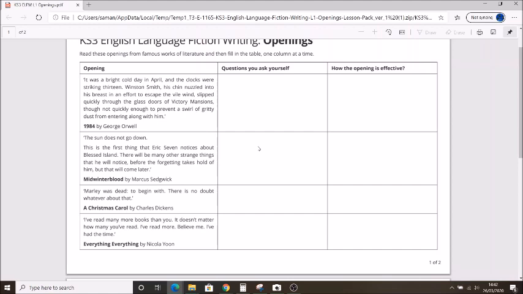Well, it's a vile wind, so nasty weather. He slipped quickly through the glass doors of Victory Mansions. Victory Mansions. Well, it sounds like it should be a nice place. Why is it called Victory? What is the victory? Who's won? Though not quickly enough to prevent a swirl of gritty dust from entering along with him. It sounds a bit grim and gritty, doesn't it? It doesn't sound like beautiful, clean houses.